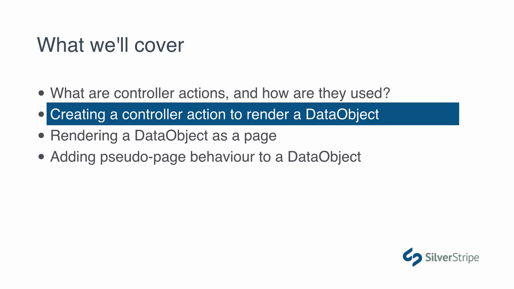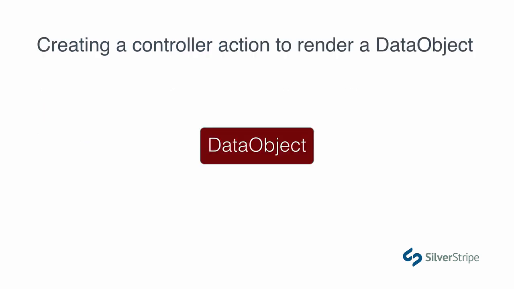The most common use case for a controller action is to assign a URL to a data object that is nested in a page. And this is, in my opinion, one of the first milestones of becoming a skilled Silverstripe developer. Once you're able to do this, it sort of sets you apart from someone who's just getting by in Silverstripe to really understanding the framework.